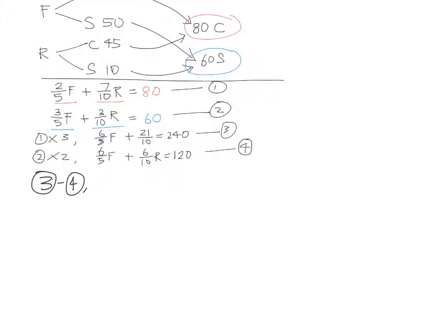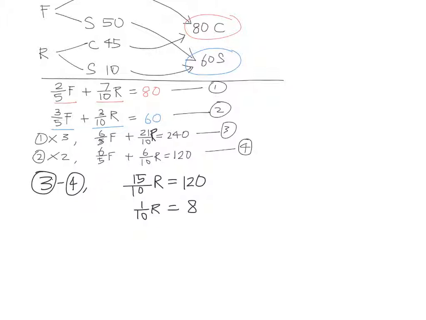and we should get 6/5 Frederick minus 6/5 Frederick, you get 0. 21/10 R, sorry, I missed out R here. 21/10 R minus 6/10 R, you should get 15/10 R. And on the right-hand side, you have 240 minus 120, you should get 120. If we divide this by 15, we should get 1/10 R. So 120 divided by 15 equals 8. So 1/10 R equals 8.